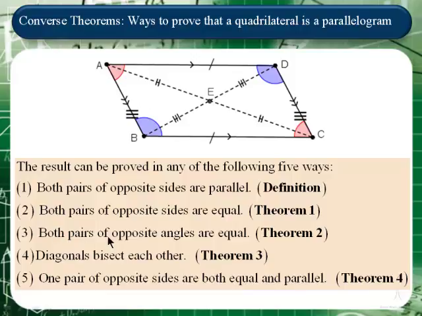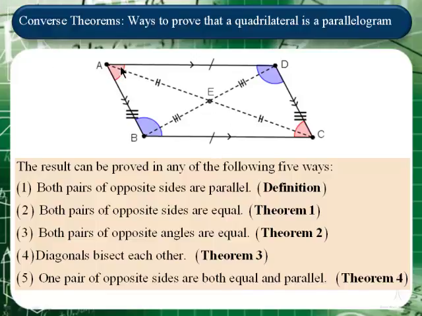If we can prove that both pairs of opposite angles are equal, then it will also be a parallelogram. If you can prove that diagonals bisect each other, then it will also be a parallelogram. And the last one, if we have one pair of opposite sides equal as well as parallel, then we can also prove that it will be a parallelogram. We have not specifically proved this one, but it is relatively easy to see that.